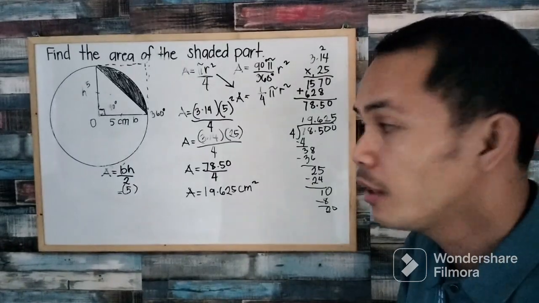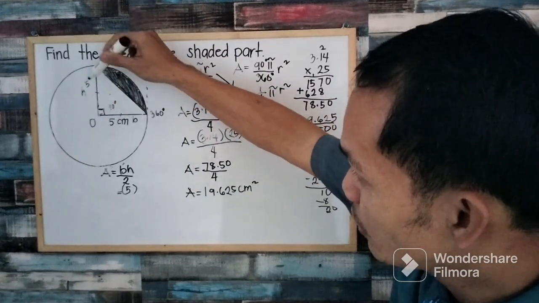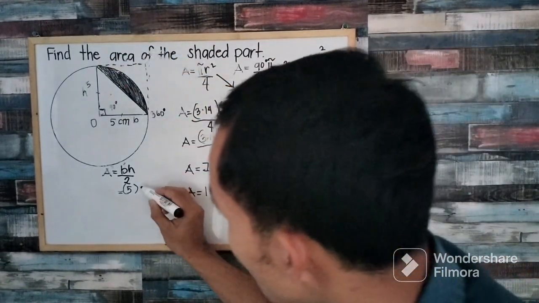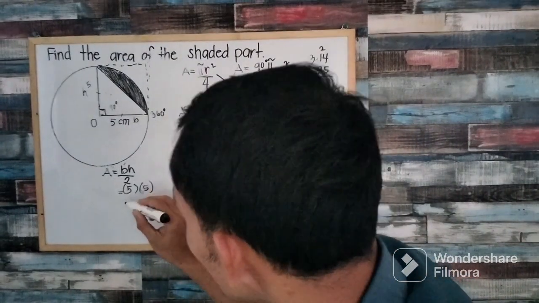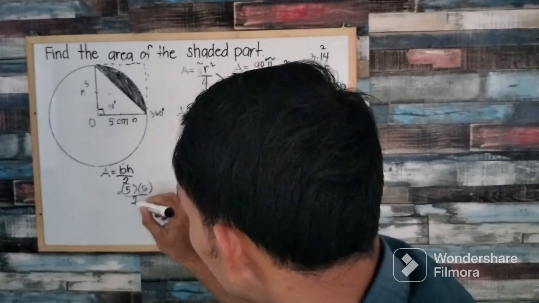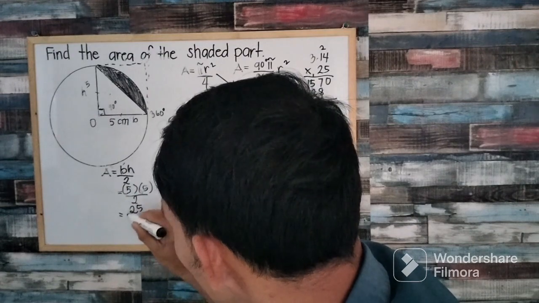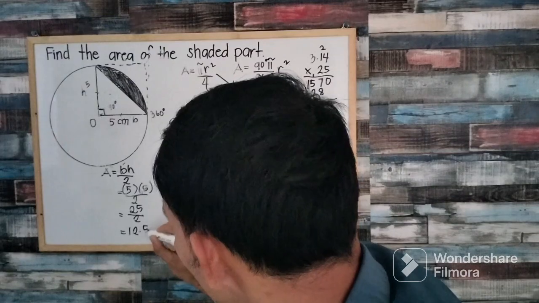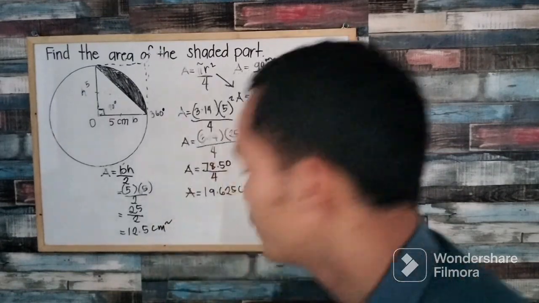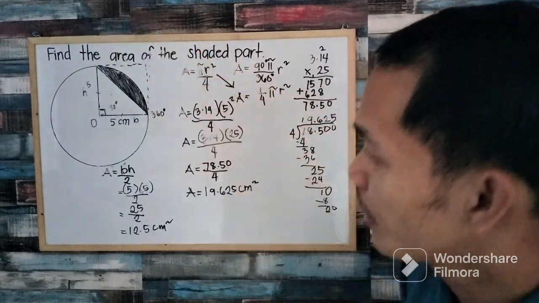Remember that all the radii in the circle are equal. This is a radius, this is a radius. So if this is 5 centimeters, then this is also 5 centimeters. So that is 5 times 5. Okay? Divided by 2. So that is 5 times 5 equals 25, divided by 2. That is 12.5 centimeters squared. This is the area of the triangle.